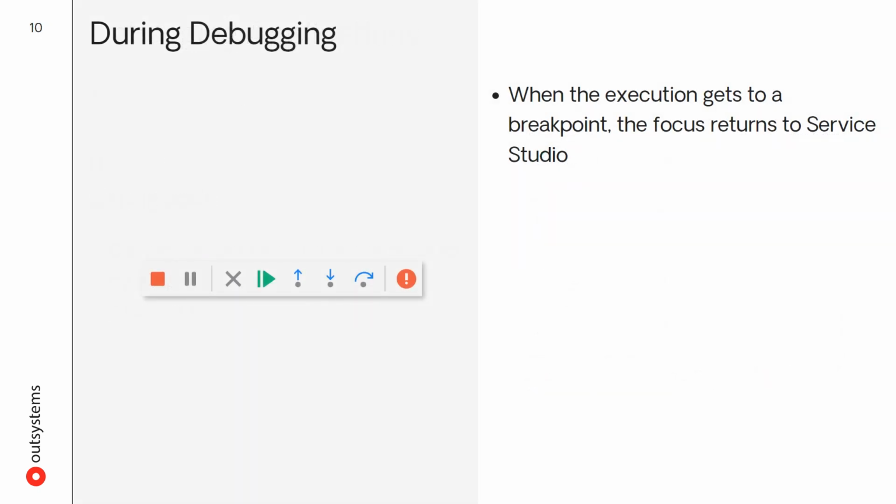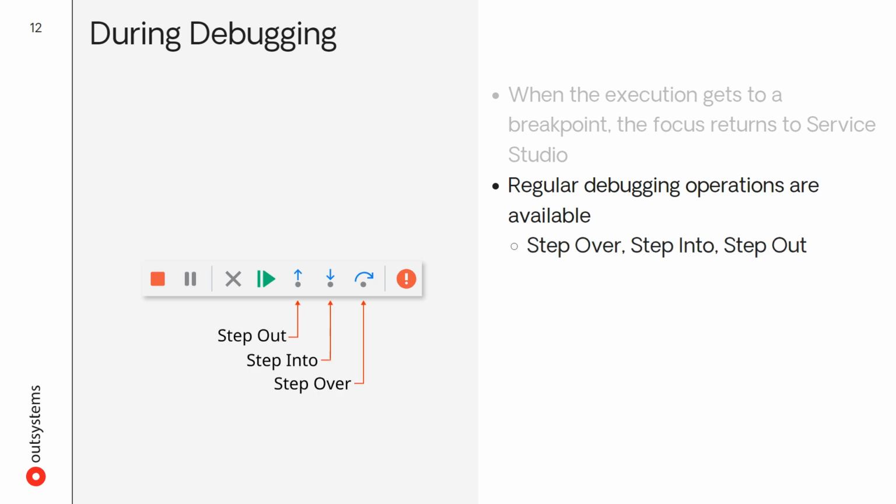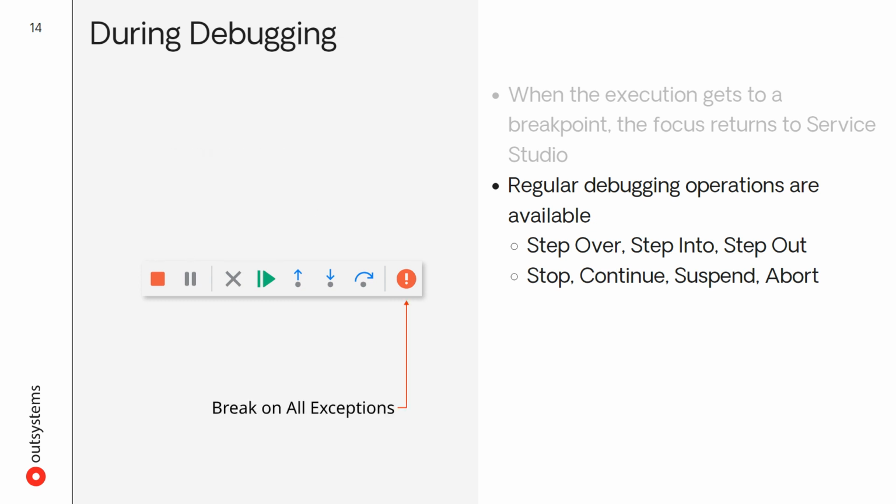During interaction with the application in the browser during debugging, when the execution stops in a breakpoint, the focus returns back to Service Studio. In Service Studio we can then find the regular debugging operations. The options step over, step into, and step out allow the step-by-step execution of the code, to help the developer analyze its behavior. There are also options to stop the debugger and suspend, abort, or continue the request. Finally, we have the break on all exceptions option, to suspend the execution of the application whenever an exception is raised.